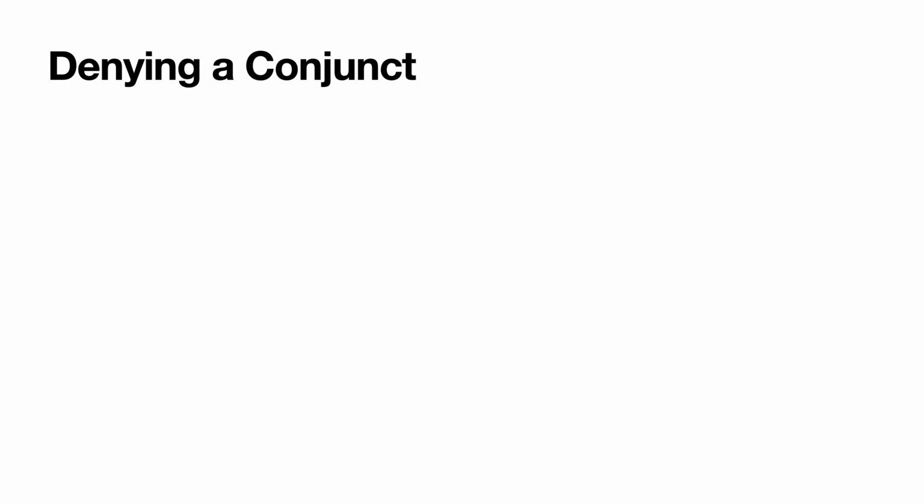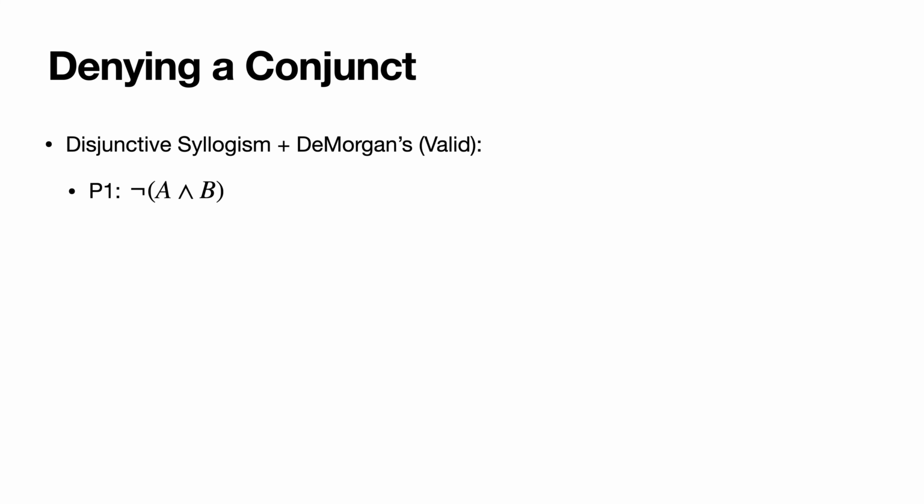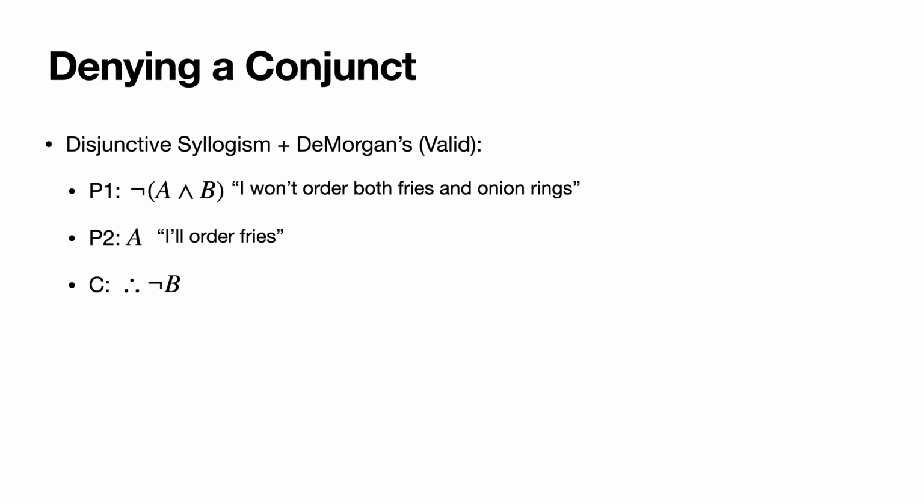Now we're going to talk about denying a conjunct. This occurs when we create a false dichotomy between 2 options and we don't allow neither of them to be false. Now let's look at denying a conjunct in the context of a disjunctive syllogism with De Morgan's law applied. So a disjunctive syllogism goes like this: not (A and B), and premise 2 tells us A, and therefore we conclude not B. So this is like saying, look, I won't order both fries and onion rings. I'll order fries, and therefore I can conclude that I won't order onion rings from this.